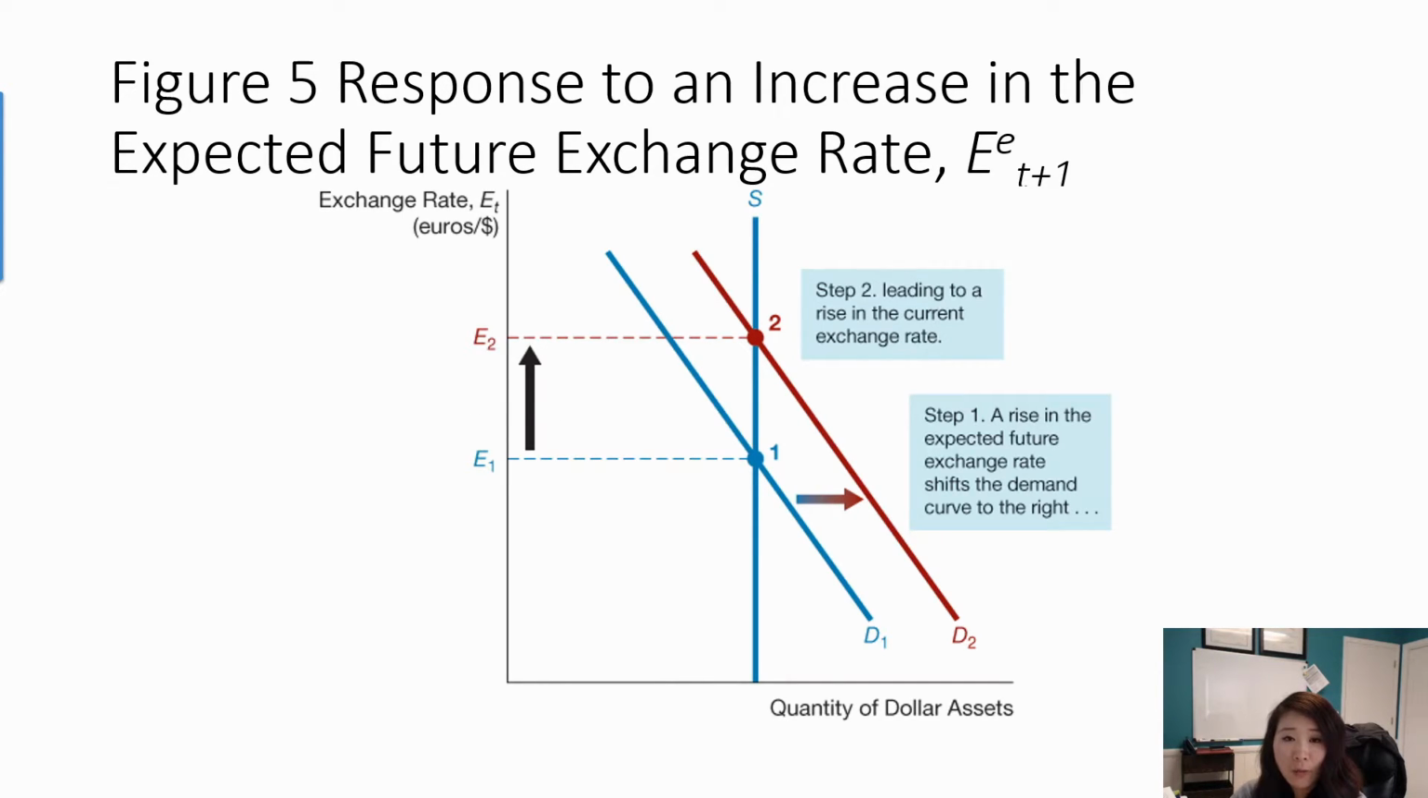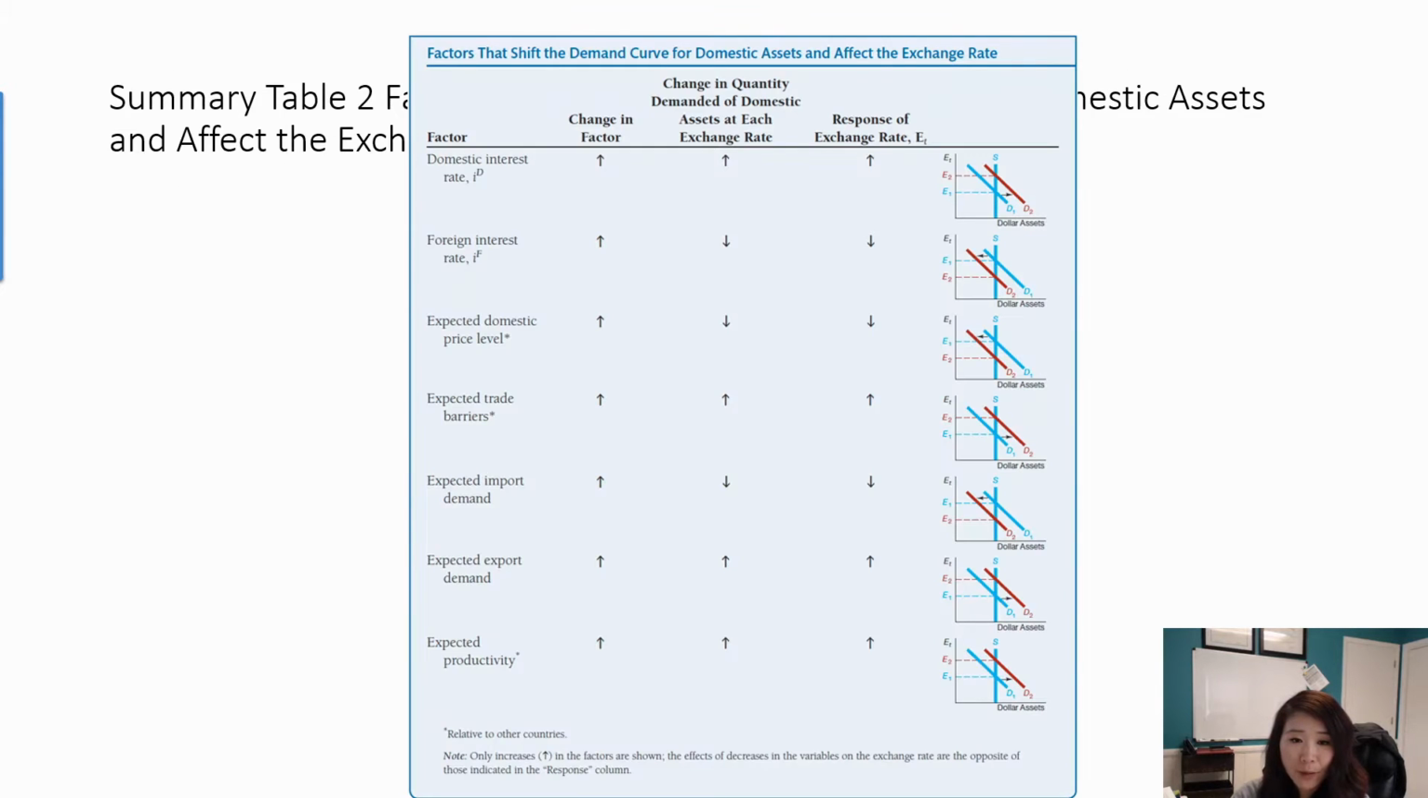Okay, to summarize everything we learned so far, how will these shift the curve? We have this diagram. First of all, when the domestic interest rate goes up, the curve will shift to the right. The red curve indicates the new curve after shifting. So the demand curve will shift to the right, and accordingly, the exchange rate will go up. When the foreign interest rate goes up, the curve will shift to the left because the demand for the dollar asset will decrease. And then accordingly, the exchange rate will go down.